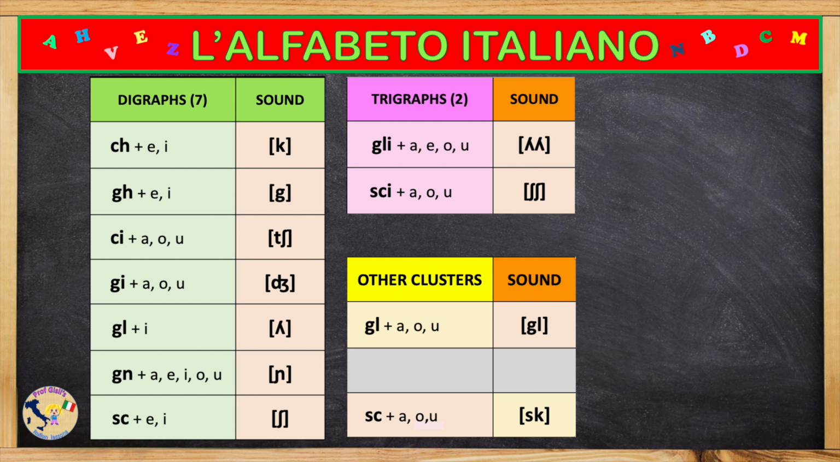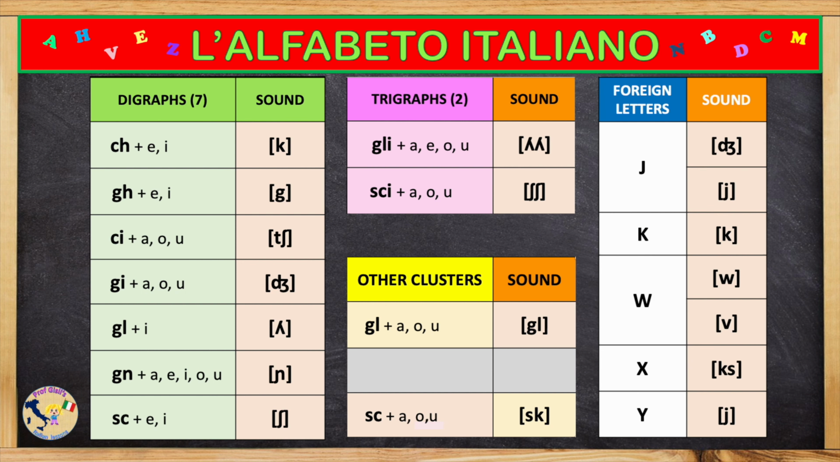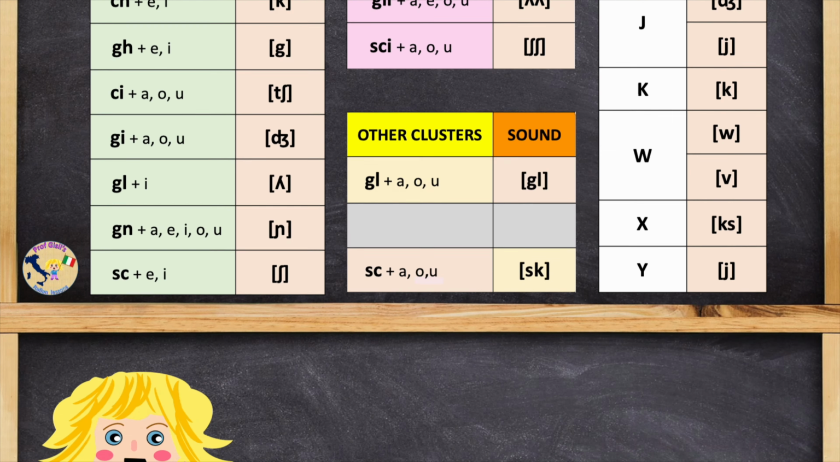Finally, we have looked at the sounds of foreign letters, some of which have more than one sound. So, I lunga has 2 sounds, J and Y. K sounds like K. W has 2 sounds, U and V. X sounds as X. Y sounds as Y.